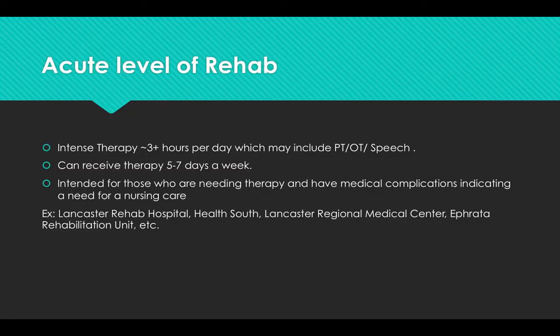So the first type of rehab would be the acute level care of rehab. It's intense therapy. It's approximately 3 hours a day, up to 5 to 7 days a week, and it can include 3 different disciplines: physical therapy, occupational therapy, and speech. It's intended for those who need that intense therapy, but also have medical complications, which would indicate the need for nursing care that they have available there. It's available 24 hours a day.